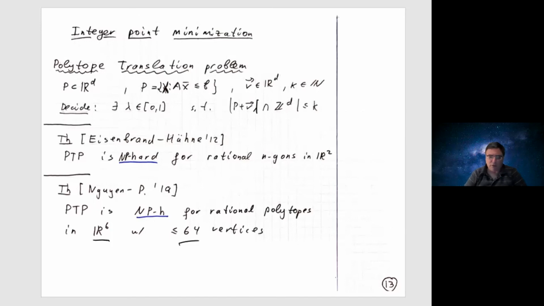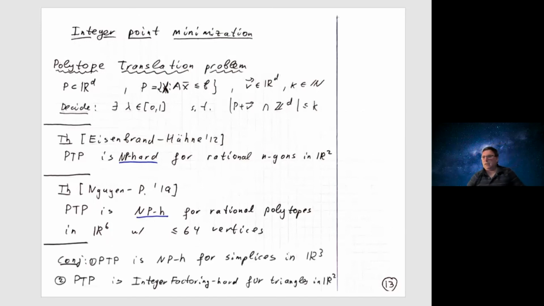So now let me tell you exactly the open problem. Okay, Janusz. Let me tell you exactly the open problem, sort of what you asked. The open problem is the following. Is it true that the problem is actually hard for simplices? It might be NP-hard for simplices in R3 for all we know.